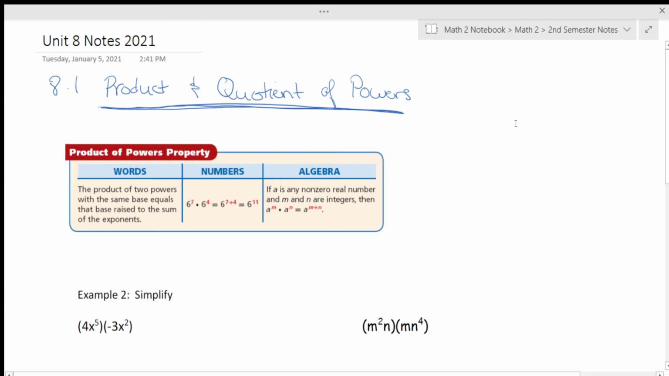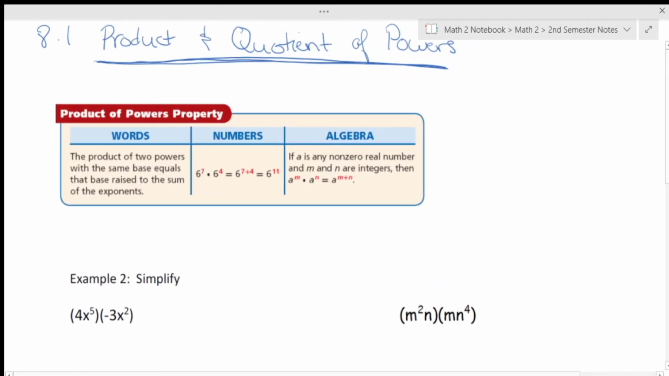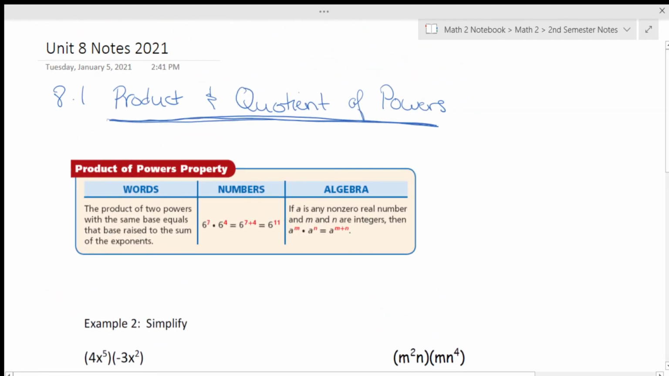Alrighty, here's our 8.1 notes, you guys. We're going to review some exponent rules that we've hopefully seen in the past, but we're going to review product of powers when we're multiplying two expressions that have the same base, and quotient of powers when we're dividing.